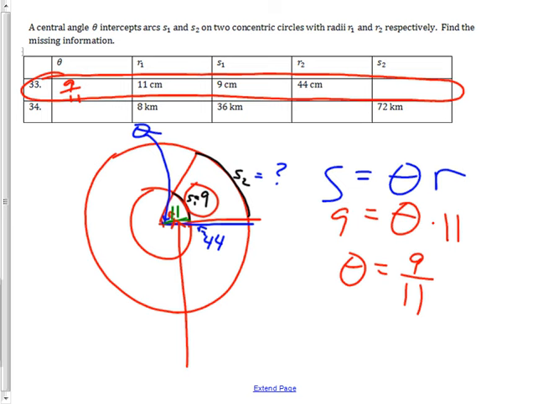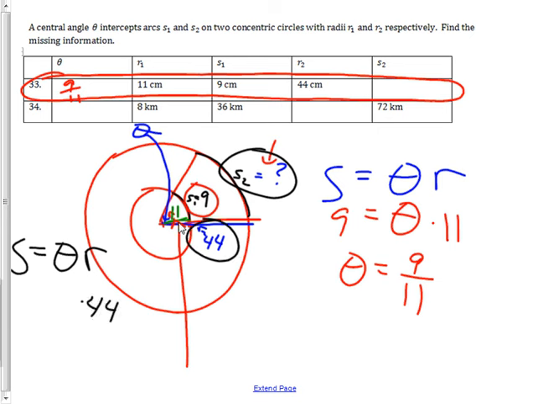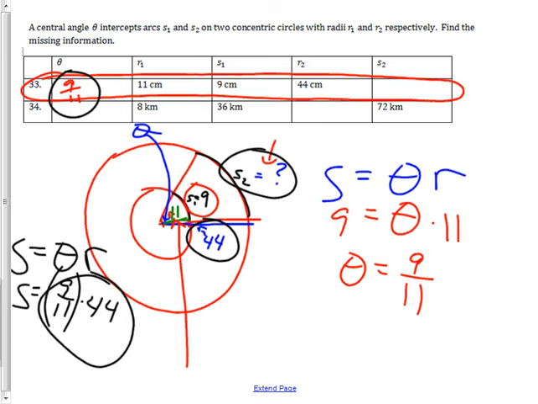Now that'll tell me how to figure out this one. I set up my S equals theta R again, and I now know that for the big picture, for this one, I need to use this radius, that's 40. And my theta, I just figured that out. My theta is right here, 9/11. And my S, I don't know, but I can figure it out by taking this like this. And that tells me that, which I can put right there. Okay, that was a lot of work to do that one.